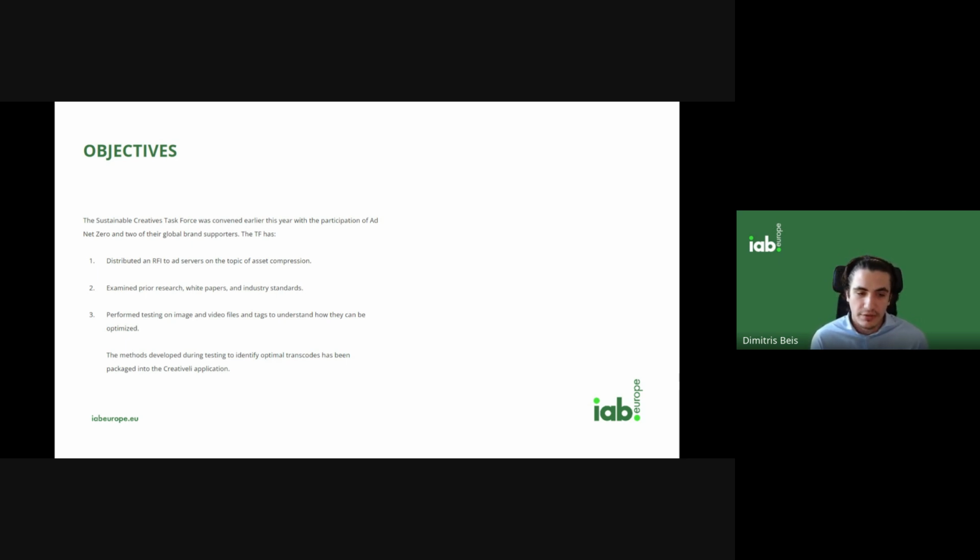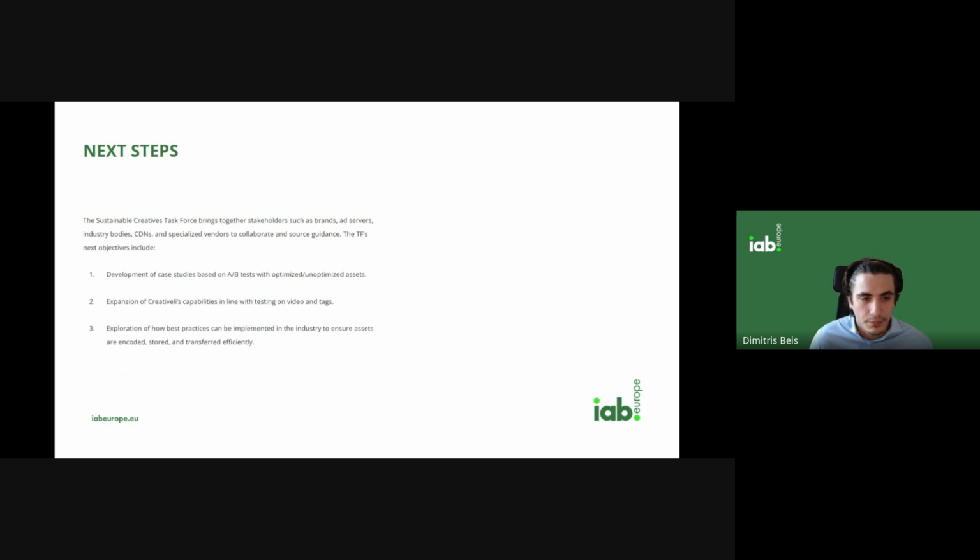The methods developed during the testing are what eventually made it into CreativeLi that we launched quite recently as well. Now, we're not done yet, but we are in a position where we can give a pretty robust update on what we've done so far. We also want to develop some case studies, effectively A/B tests with optimized and unoptimized assets to understand the impact on campaign performance. There is a gap of work here. I haven't really found anything directly on the impact on campaigns.